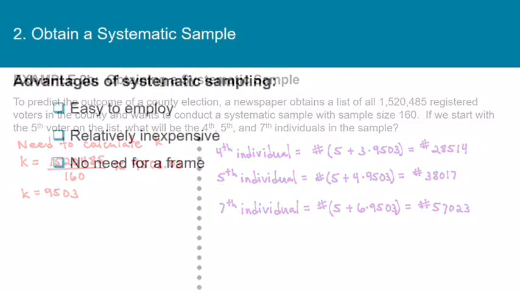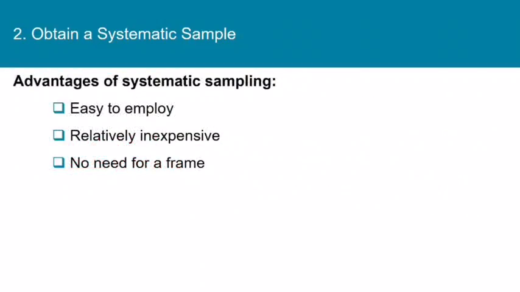So just to recap, advantages of systematic sampling are that it's easy to employ, it's relatively inexpensive, and it can be used in situations where a frame is impossible to get. Although, as we just saw in the last example, you can also use it in a situation where you do have a frame.